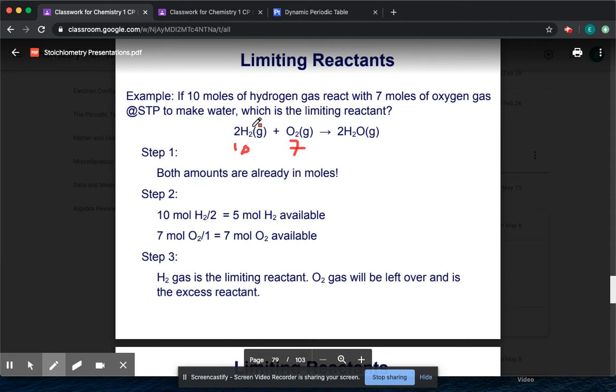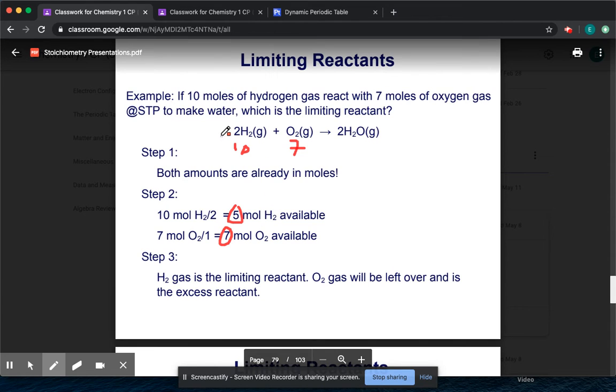Step 2, divide your molar amounts by the coefficient. The coefficient with hydrogen is 2. 10 divided by 2 is 5. Okay. Oxygen, we have 7 of it. 7 divided by 1 is 7. Which number is smaller? That would be the 5. So that means hydrogen is, again, the limiting reactant.